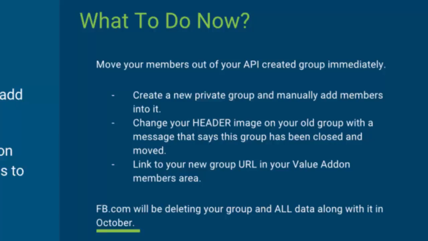Unfortunately, I don't know of a way to migrate any of that data over. I know that a lot of you have called in, you've emailed, and you've asked if there's any migration tools. We've looked and we haven't found anything that will migrate data, such as post content and files that you've uploaded and all the threaded comments. Unfortunately, I believe that will be lost. And Facebook has stated in their documentation that they will be deleting those API created groups in October. So you don't have much time.